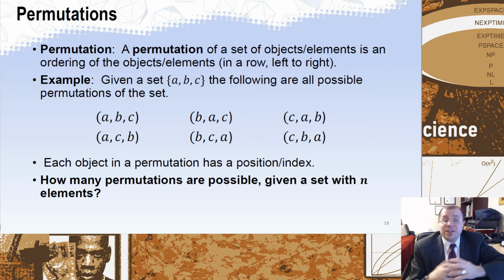So here's the definition of a permutation. A permutation of a set of objects or elements is just an ordering of the objects or elements. You can imagine them being in a row from left to right. So some people would think about these as ordered tuples. So imagine I give you the elements and I want to signify their order. So for example, if I give you a set A, B, and C, where A, B, and C are the elements in the set, the following are all the permutations of this set.